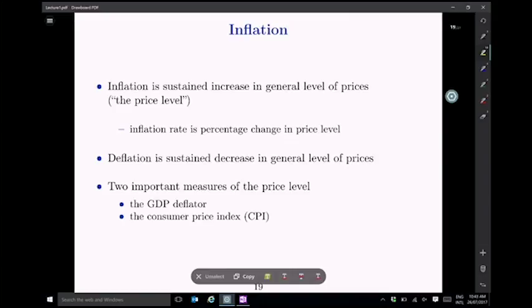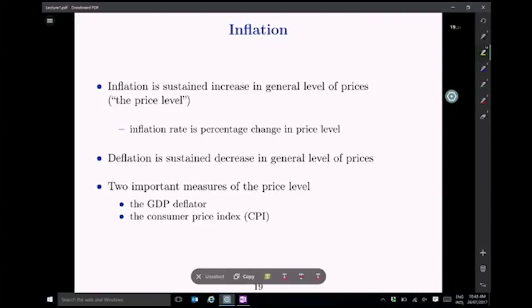Now, if we want to calculate inflation or deflation, the percentage change in the price level, we need to have a good measure of the price level, right? Well, if you say the price of a computer or the price of my jacket, it's easy, it's just one product. But we have so many different products in the economy. How can we calculate the general price level in this case? Well, economists construct a price index.